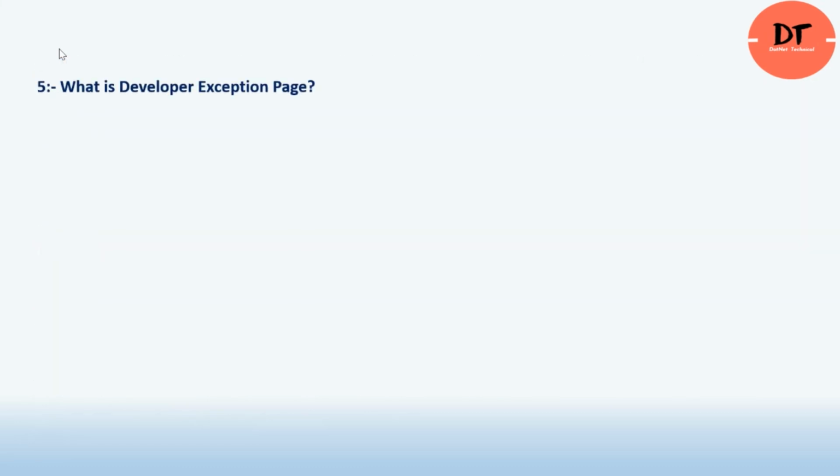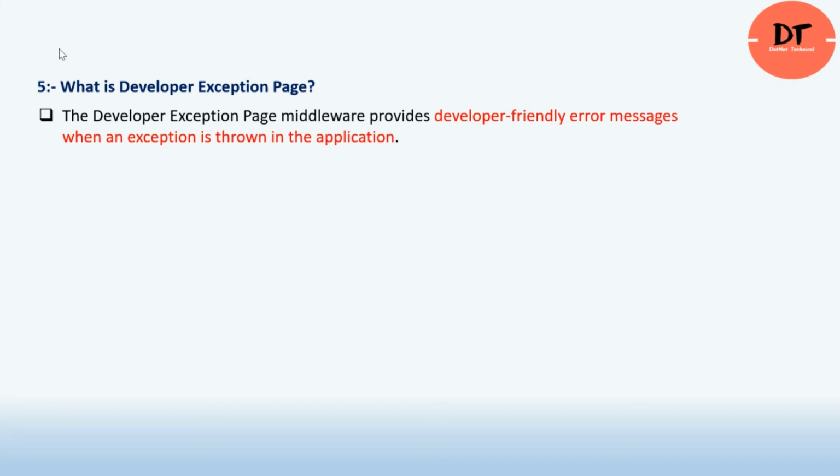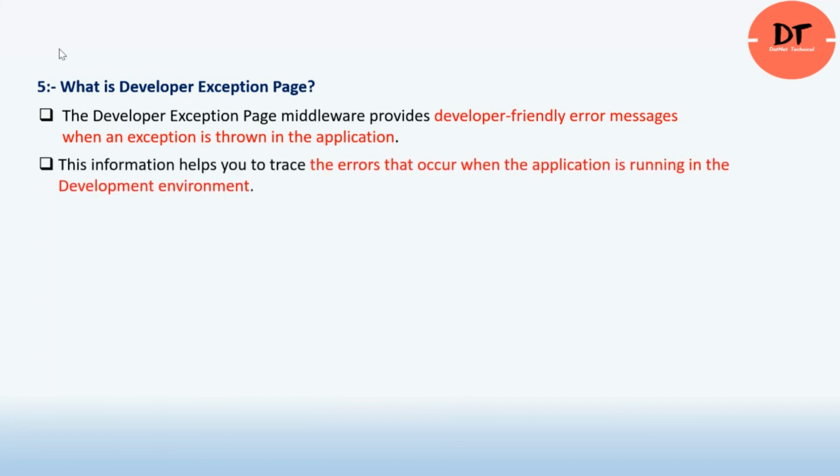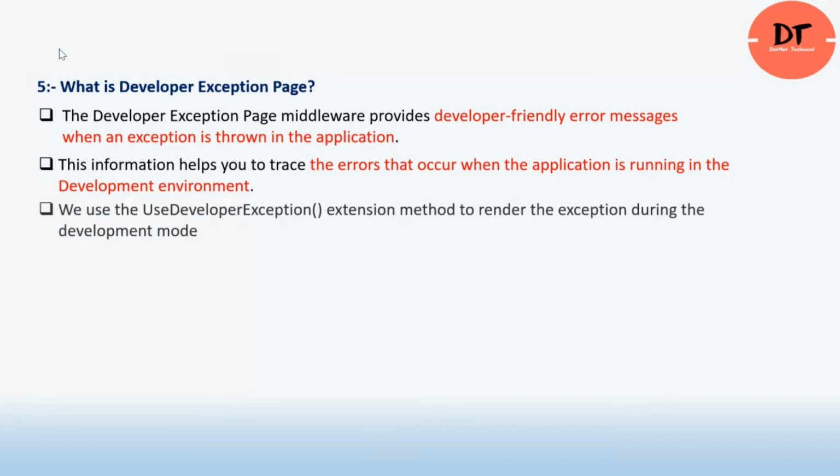Next one, what is the developer exception page? Developer exception page middleware provides developer-friendly error messages when an exception is thrown in the application. Basically, the developer exception page is used for the developer, not for the user. This information helps you to trace the error that occurs when the application is running in the development environment. We use the UseDeveloperExceptionPage extension method to render exceptions during development mode.